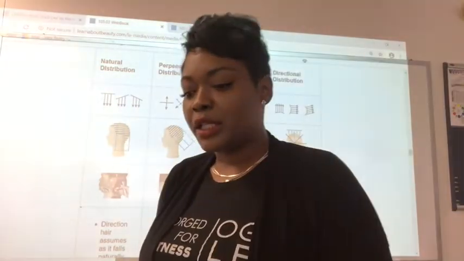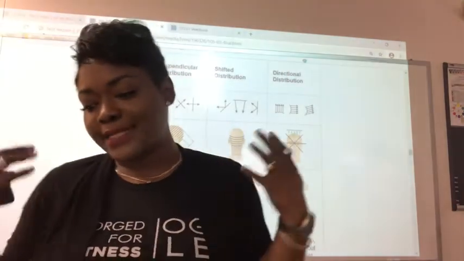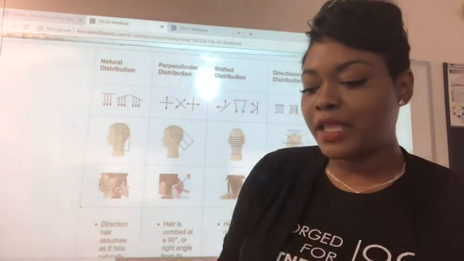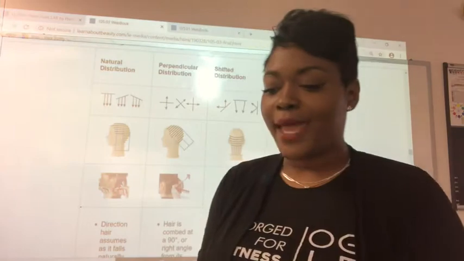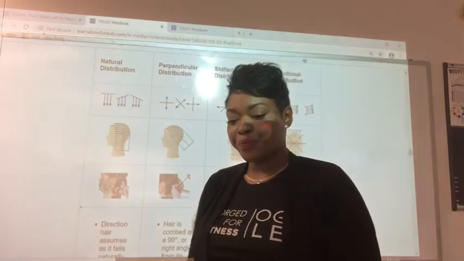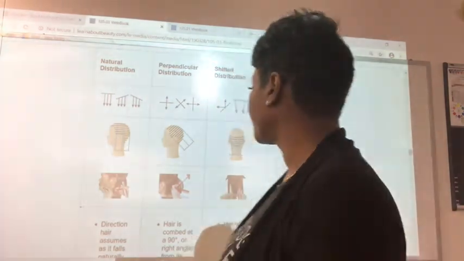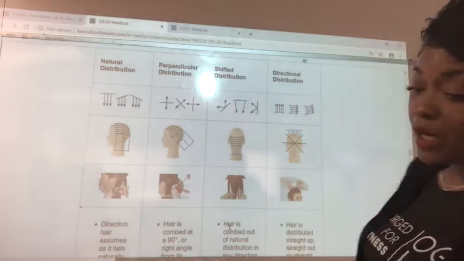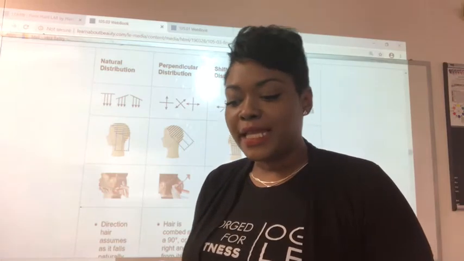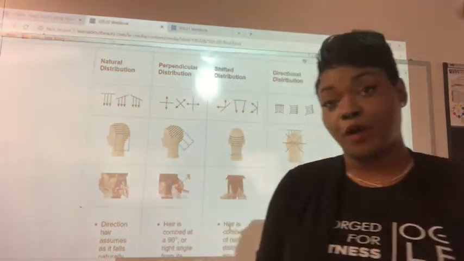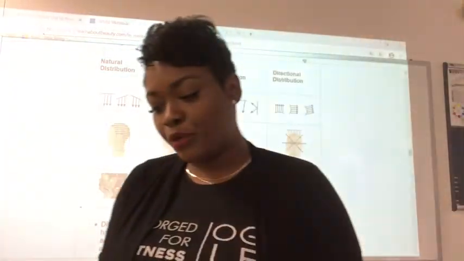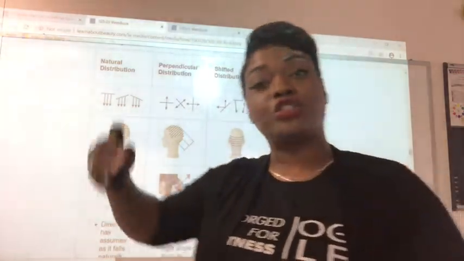Natural distribution is the direction the hair assumes as it falls naturally from the head due to gravity. Perpendicular distribution is when the hair is combed at a 90-degree or right angle from its base parting. Shifted distribution is when hair is combed out of its natural distribution in any direction except perpendicular to the base parting. And directional distribution is when hair is distributed straight up, straight out, or straight back from the head.